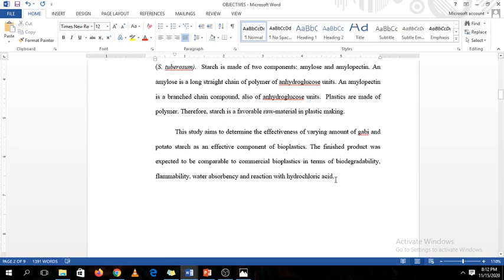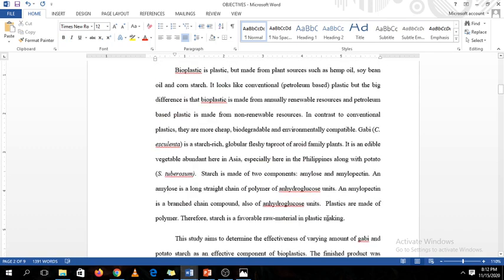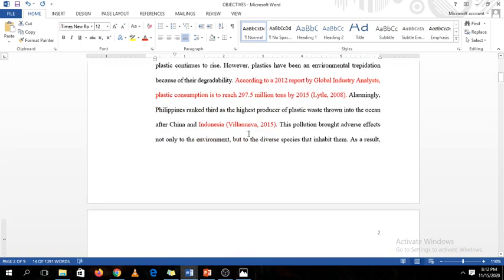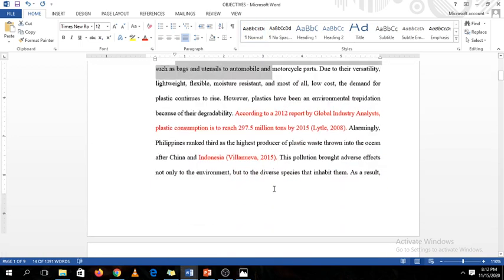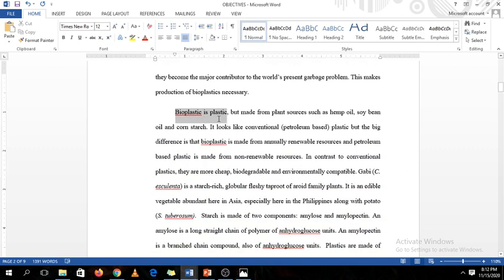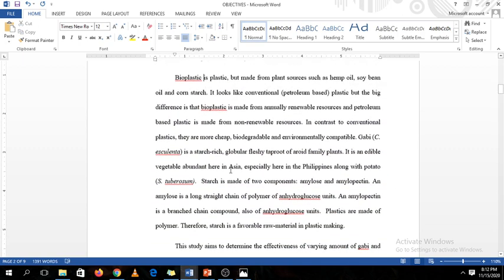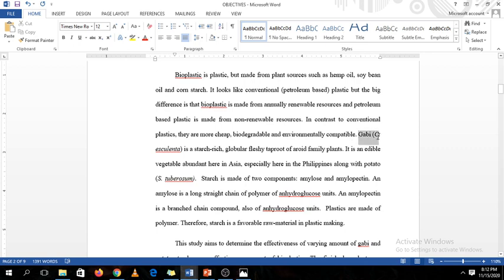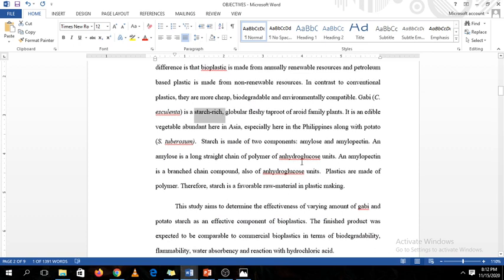Again, one of my comments on the last part is to state your reason why you wanted to conduct this study. So after all is said and done, you state your problem, okay? You state your problem, in this case, plastics. Then, your treatment, your alternative material, bioplastics. What is your treatment? So, Gabi starch is starch-rich. Okay, it has a lot of starch. Then, potato also has a lot of starch.